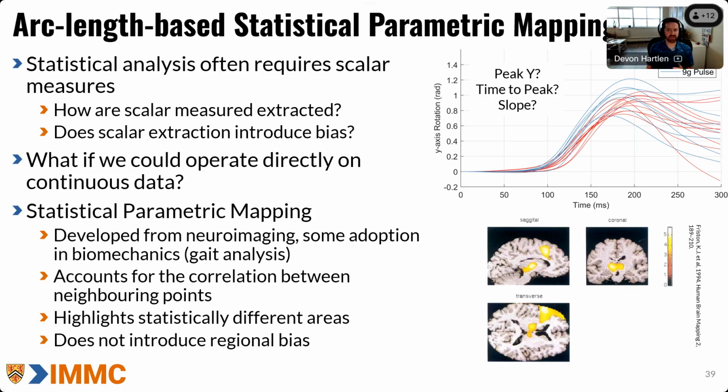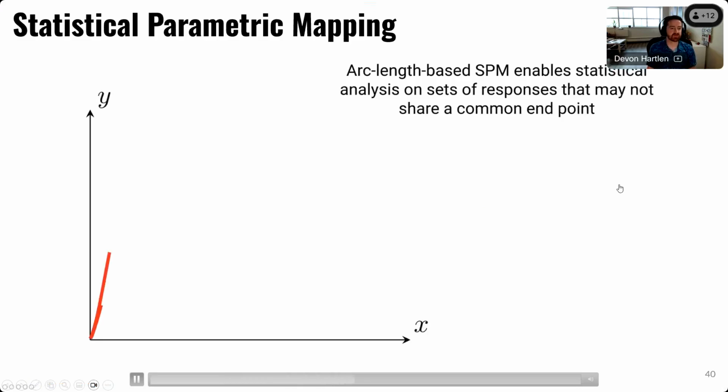It not only tells us if a statistical difference exists, but it highlights the statistically different areas, such as the highlighted regions in the brain atlas, as shown on the bottom here. That means we don't need to extract those scalars, and we don't introduce regional bias. So if you'll permit me some time, I want to talk about how this technique works, because it's really cool.